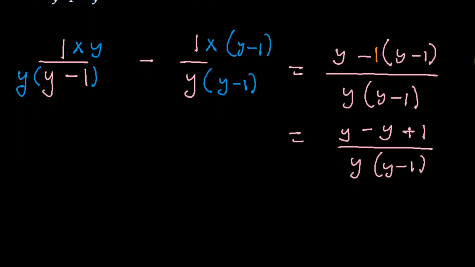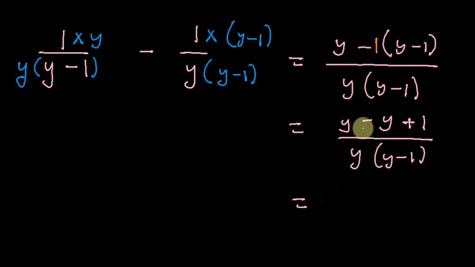Finally, we can simplify the numerator by adding like terms. y minus y is 0, so we're left only with a 1 here. So our answer then will be 1 over y into y minus 1.